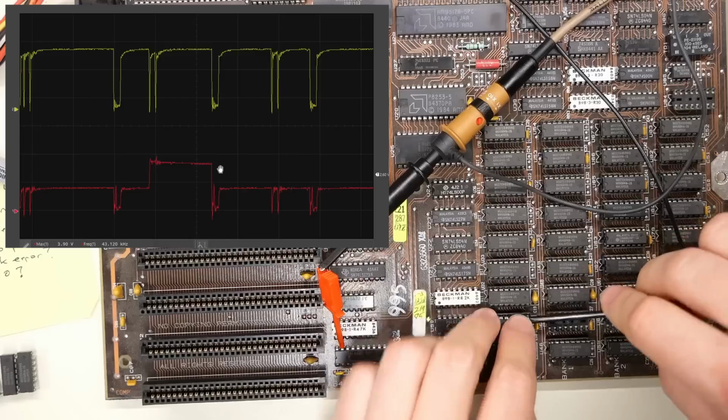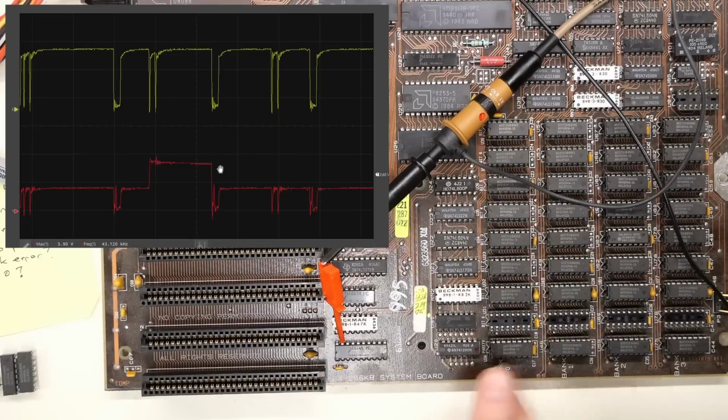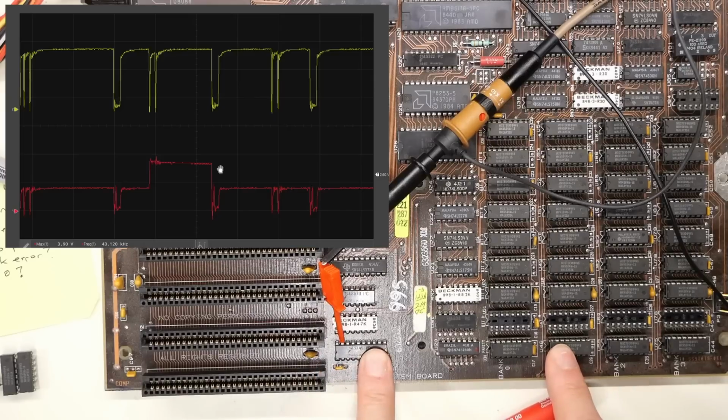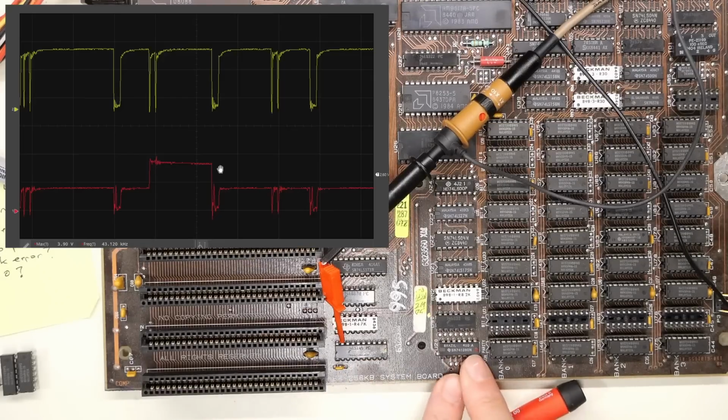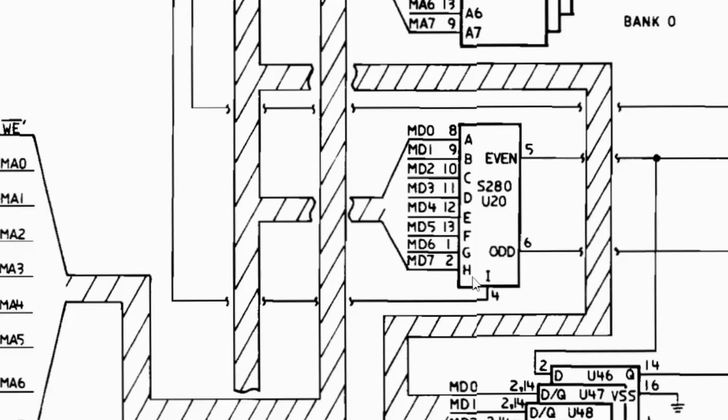What I'm going to do next is pop out this RAM chip right here, so nothing can drive the bus except for the LS245. And then the only other thing that's connected is this 74LS280 chip here. And I don't think that chip is supposed to drive the bus at all. I'd have to look at the data sheet, but I'm pretty sure these are inputs only. And then it outputs either even or odd, which is how it calculates the parity.